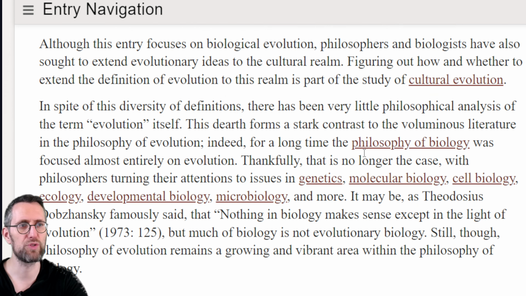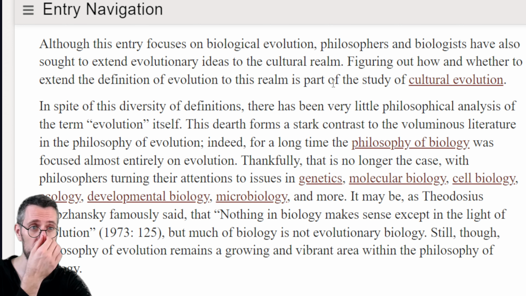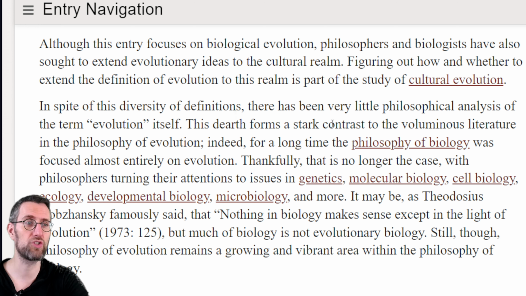In spite of this diversity of definitions, there has been very little philosophical analysis of the term evolution itself. This dearth forms a stark contrast to the voluminous literature in the philosophy of evolution. Indeed, for a long time, the philosophy of biology was focused almost entirely on evolution. Thankfully, that is no longer the case, with philosophers turning their attention to issues in genetics, molecular biology, cell biology, ecology, developmental biology, microbiology, and more.